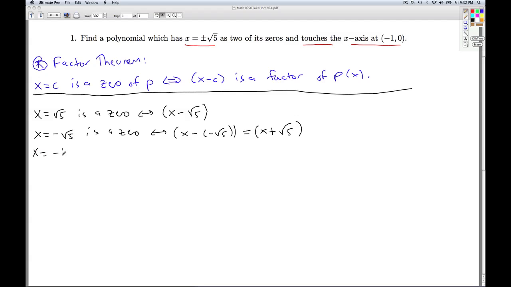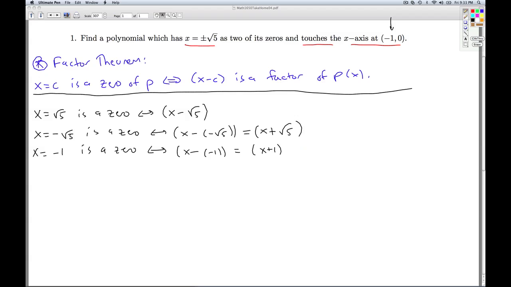Finally, x equals -1 is a zero. How do we know that? Well, because (-1, 0) is an x-intercept. So that means x minus -1, which is x plus 1, has to be a factor as well.